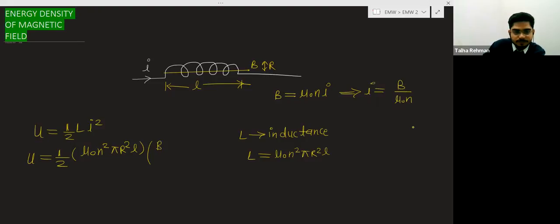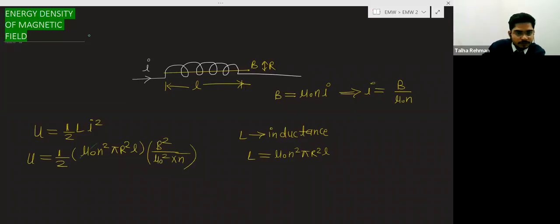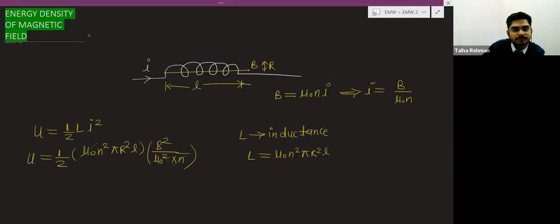divided by mu naught square into n square. Now see which terms are cancelling out. One mu naught is gone with one mu naught. This n square will be cancelled out with this n square.